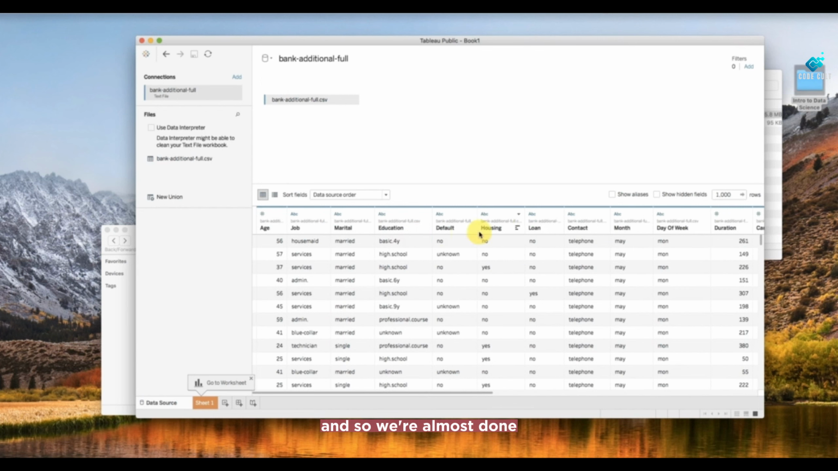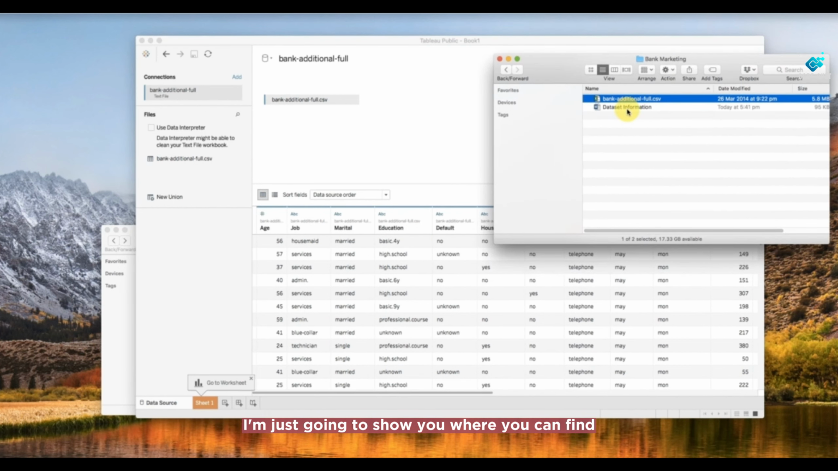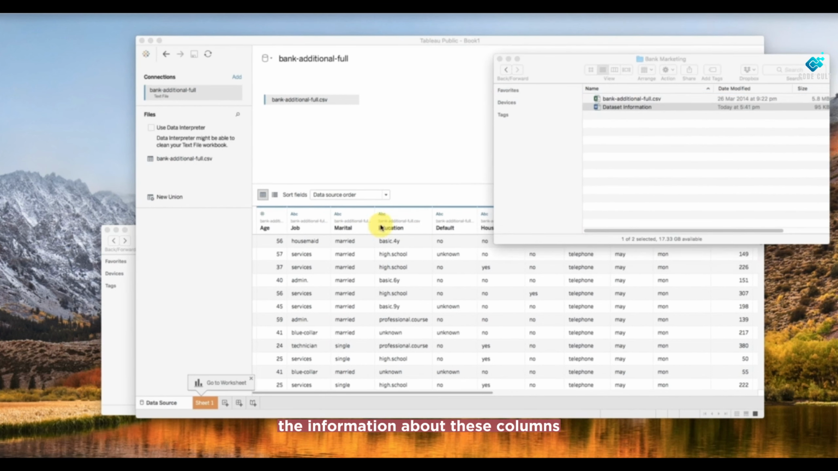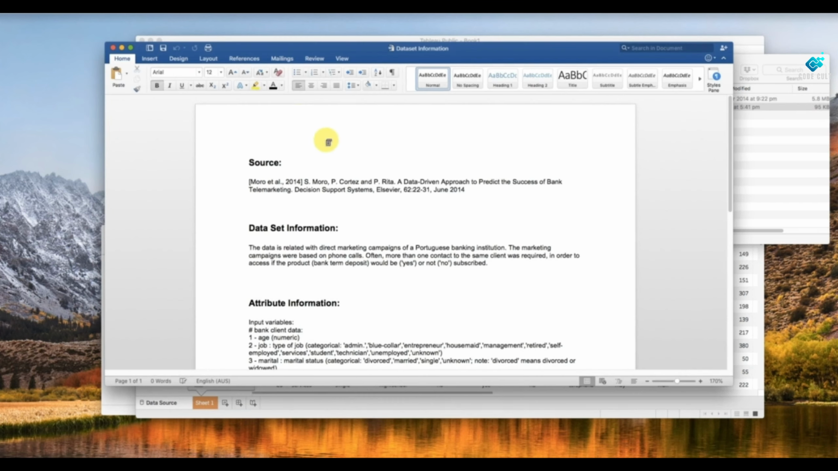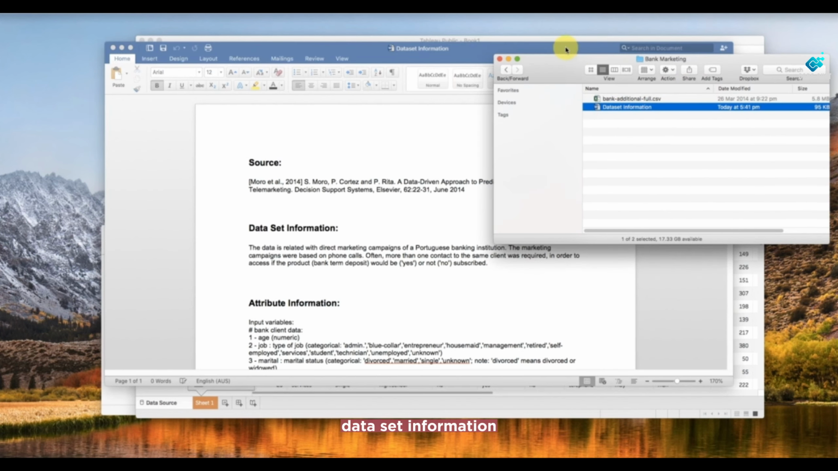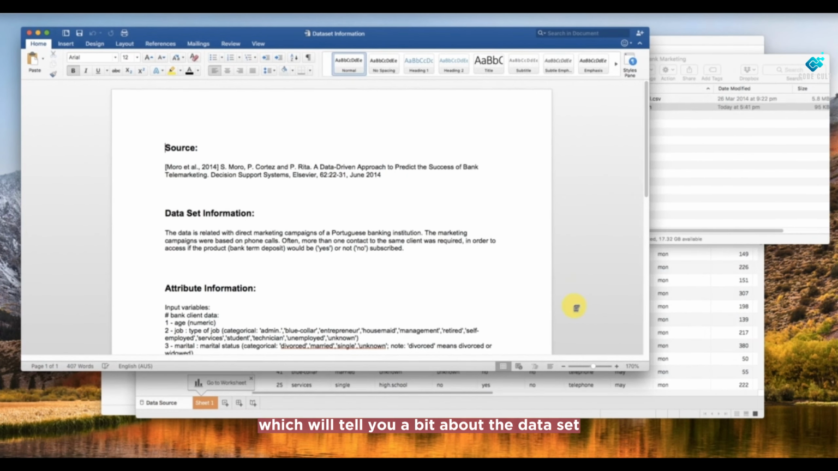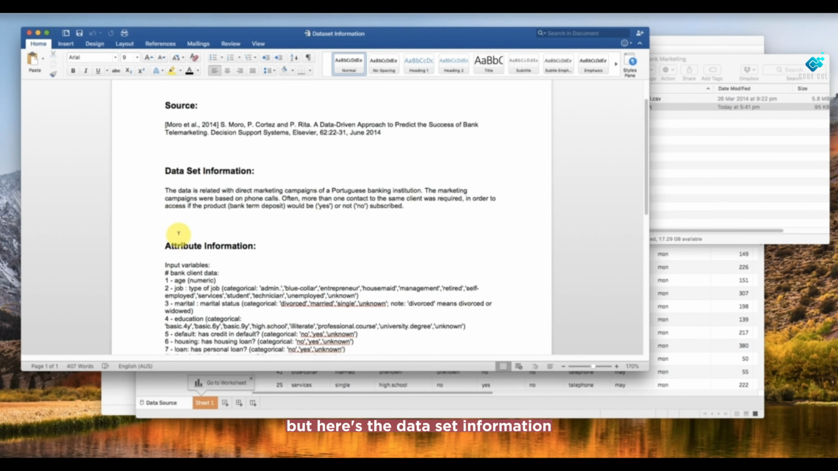And so we're almost done. I'm just going to show you where you can find the information about these columns, what exactly they mean, and what this whole dataset is about. There's a file here, dataset information, which will tell you a bit about the dataset. It comes from this source. You can also get it on the UCI machine learning repository, and Adlan will tell you a bit more about that repository in his tutorials on Python. But here's the dataset information.